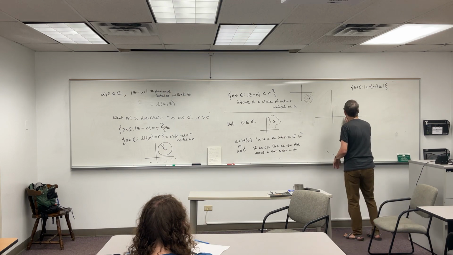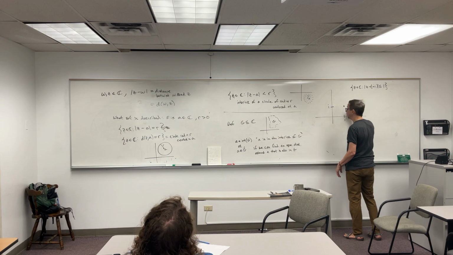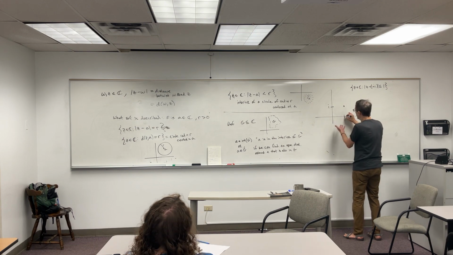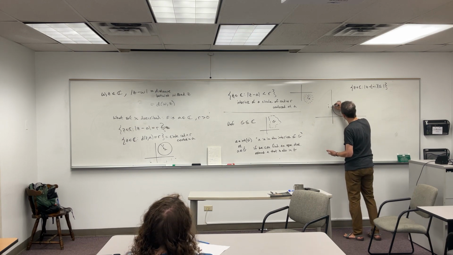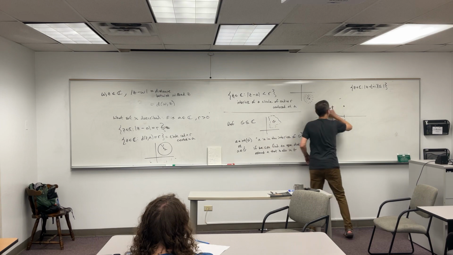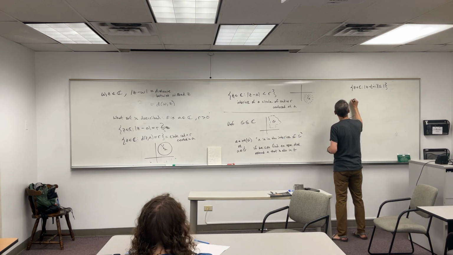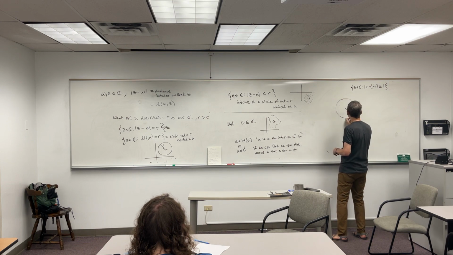Beautiful. Here's 1. Here's I. Here's my center. Radius of 1 means I'm going to be tangential to those. I should have drawn the circle first, yes, correct. Circle first, center, there's 1 plus I.